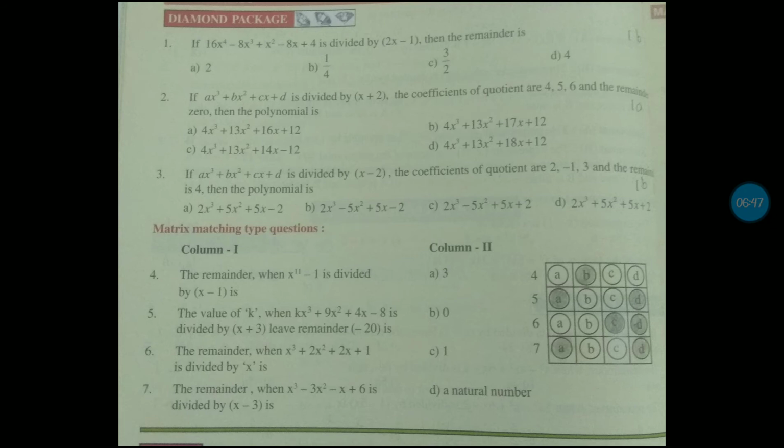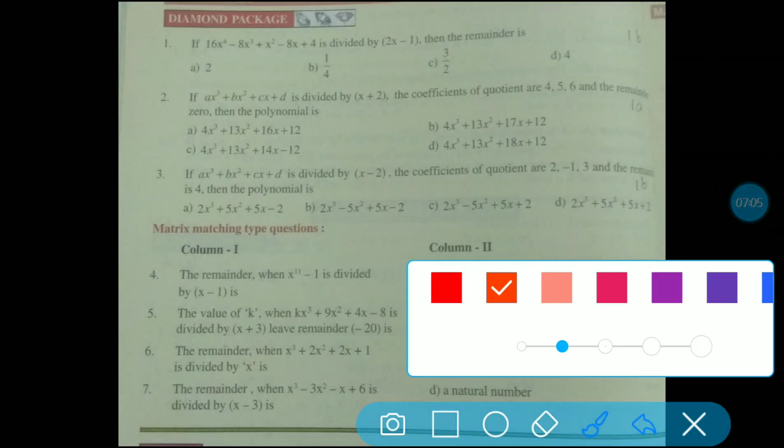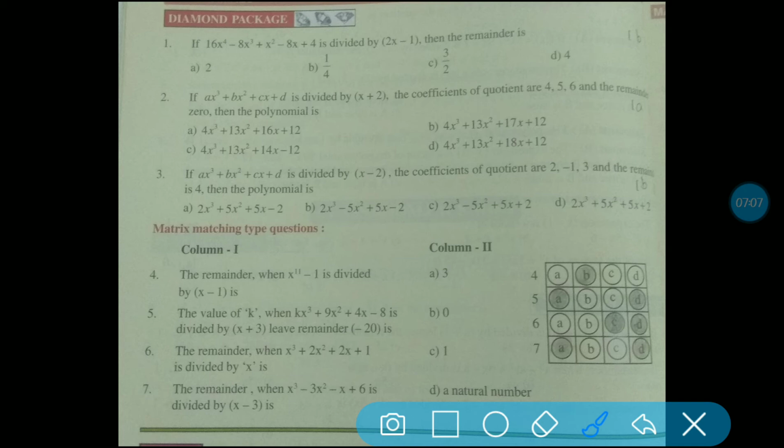So the third question says, if ax cube plus bx square plus cx plus d is divided by x minus 2, and the coefficients are 2, minus 1 and 3, and the remainder is 4, then find the polynomial. It is the same as the previous question, only the values are different. So the form is also the same.